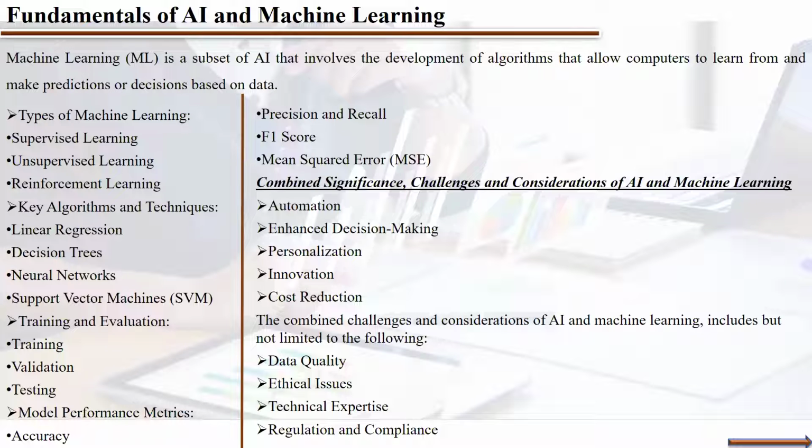Of course, automation, very, very paramount. Enhanced decision making. Then you can personalize some of these AI tools for your personal use. Innovation, very innovative and creative. And cost reduction is not only cost reducing, it also eliminates a lot of wasted resources. The combined challenges and considerations of AI and machine learning include, but are not limited to, data quality.